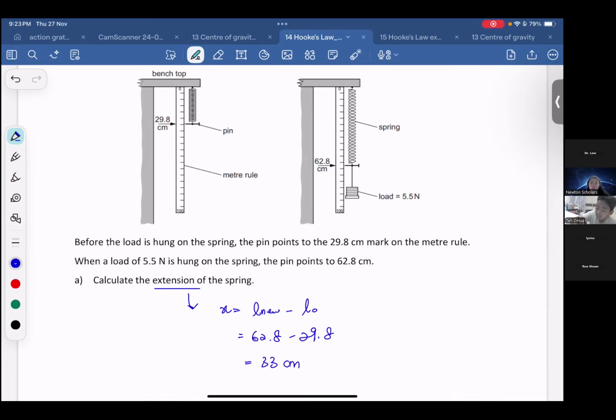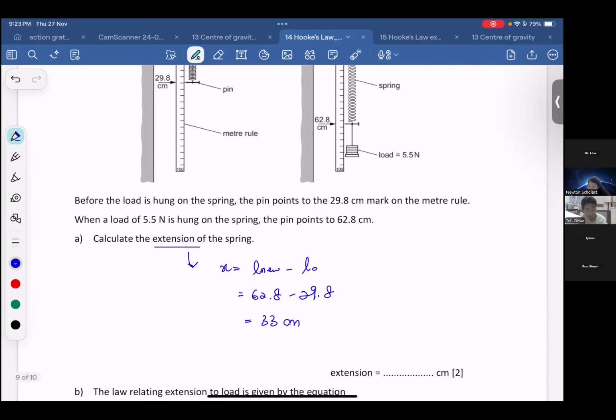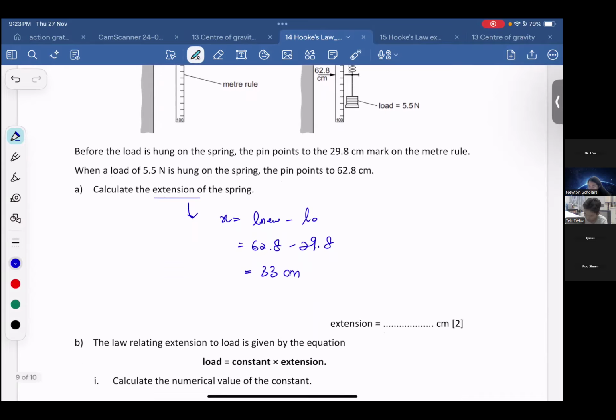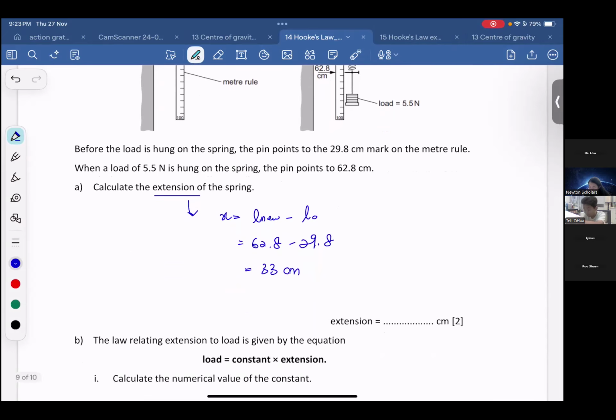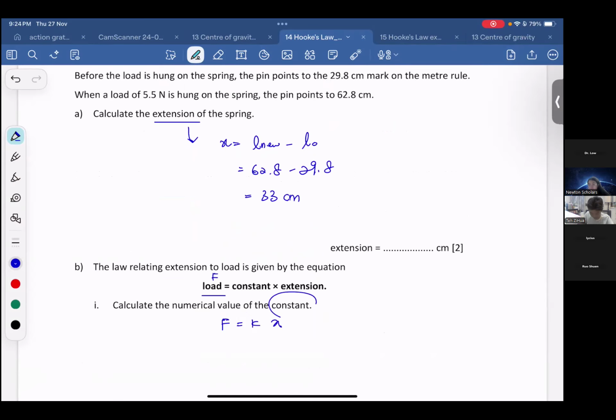Okay, no need to purposely convert cm to m because the question doesn't mention "write your answer in SI unit." If SI unit, it will be in meters. Okay, here the law that relates the extension to load is load equals constant times extension. The load actually is force. They're asking you what is your spring constant? What is the K value? So from the diagram, what is your force? What is your load? This is your load, 5.5.